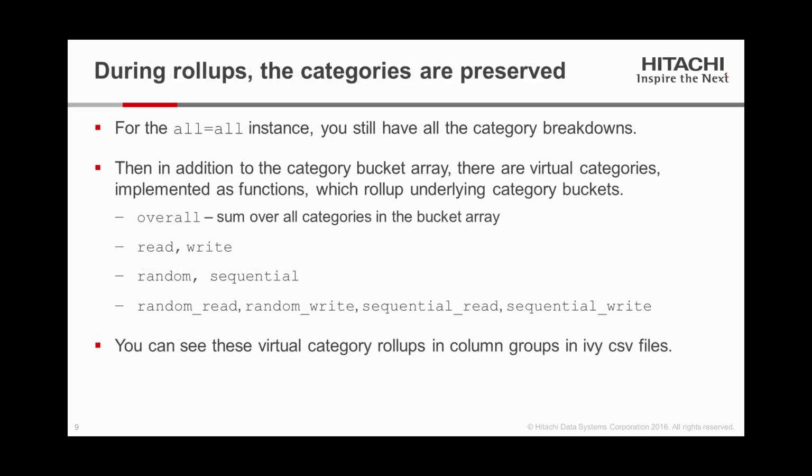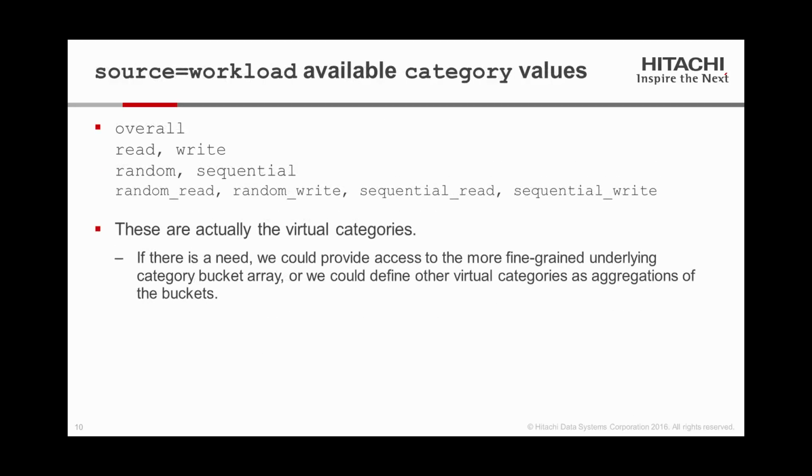As I mentioned, any time that you do roll-ups, all of the bucket breakdowns, that array of buckets for read and write, random sequential, and the service time histogram, are always preserved across all of the roll-ups. So we have detailed roll-ups: random read, random write, sequential read, sequential write. We have the random roll-up, the sequential roll-up, we have the read roll-up, we have the write roll-up, we have the overall roll-up. So these are the categories that you pick from in the source equals workload category parameter.